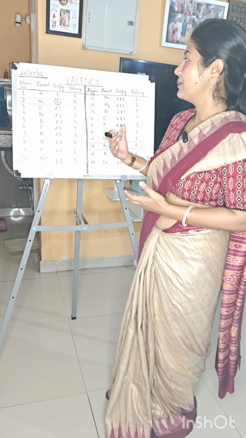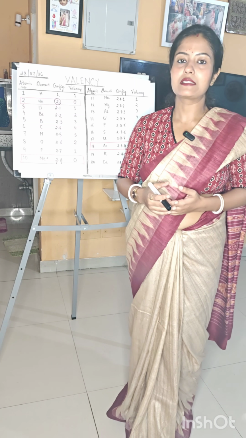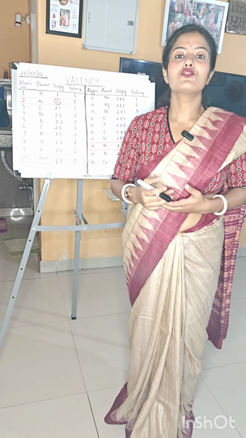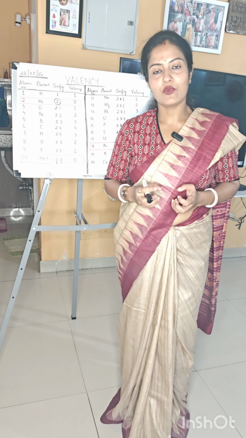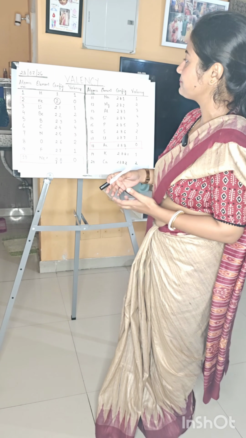So let us come to the topic. So what is valency? Valency is the combining power of an element. Say for example, two elements X and Y are combining to form the molecule XY. So this combining power of X and Y are called their valencies. So you'll understand better with examples.